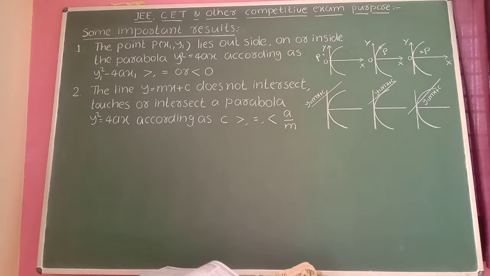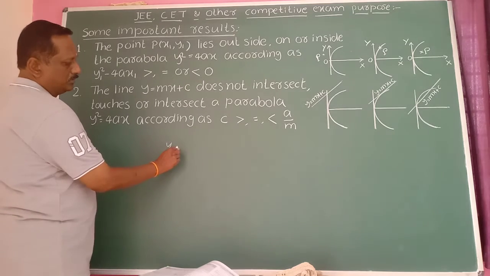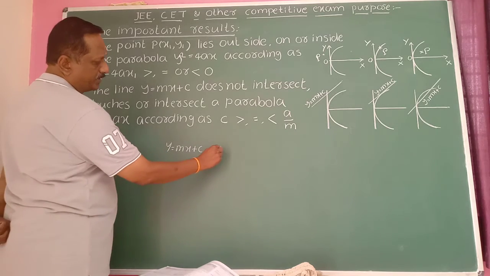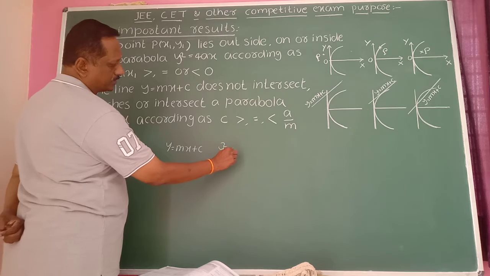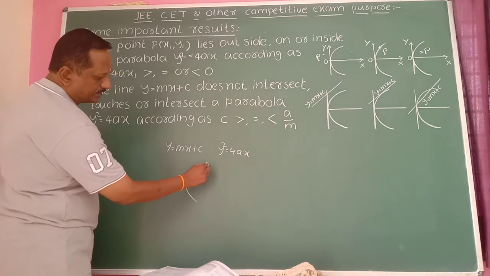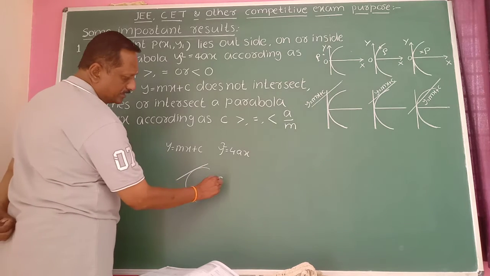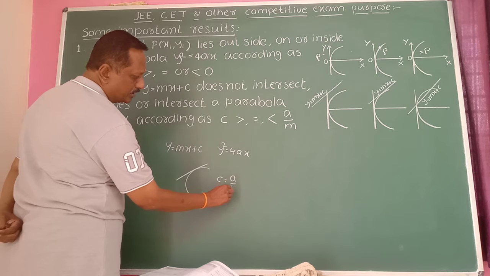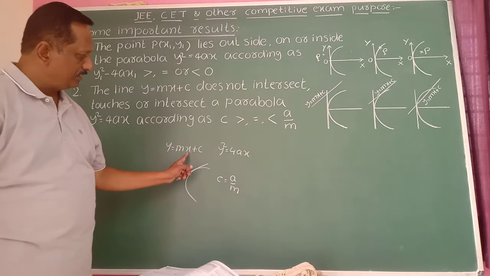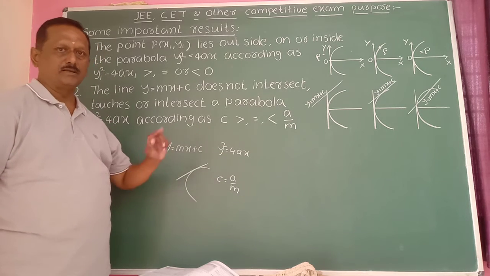So you know the line y is equal to mx plus c touches the parabola y square is equal to 4ax here. Touches means tangent here, tangent to this parabola. If this condition is satisfied, we already proved this theorem, then only this line is tangent to this parabola. Tangent means touches the parabola.